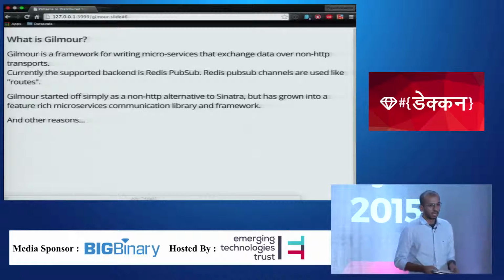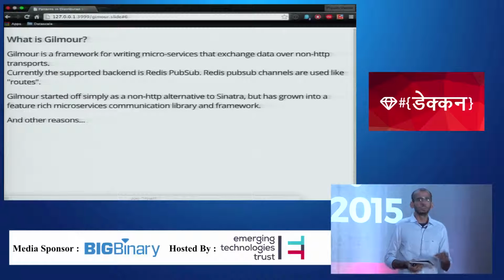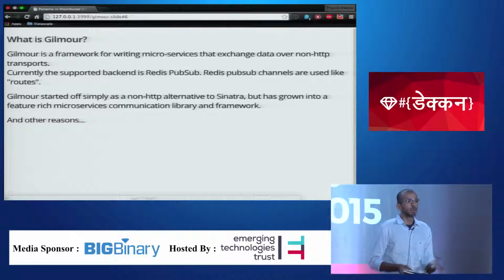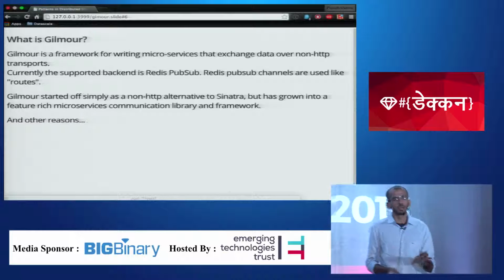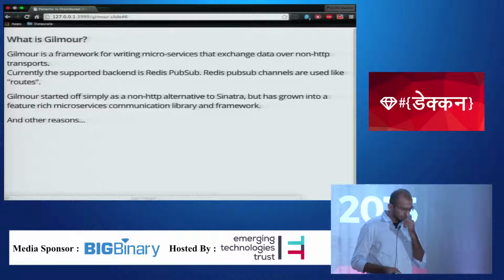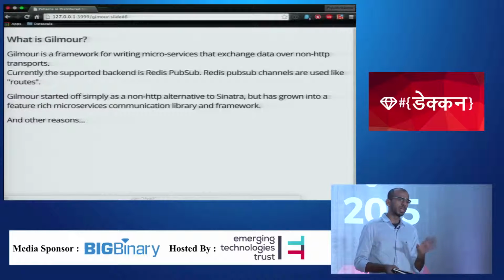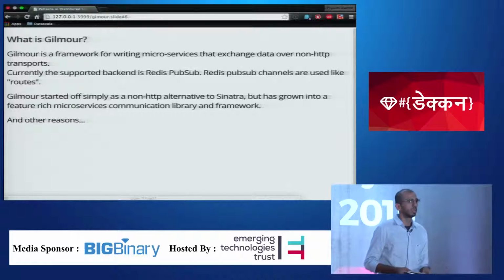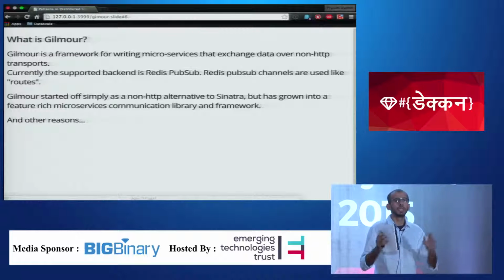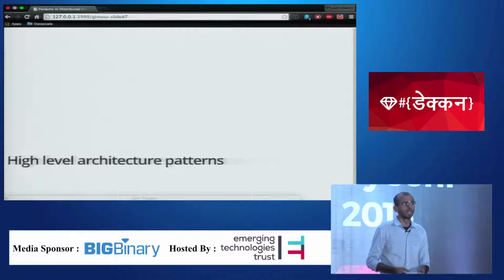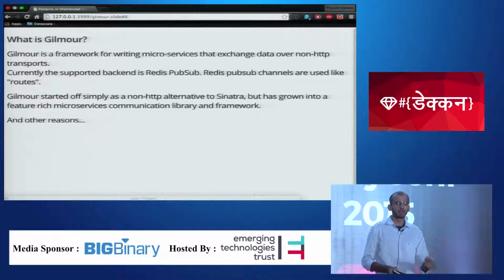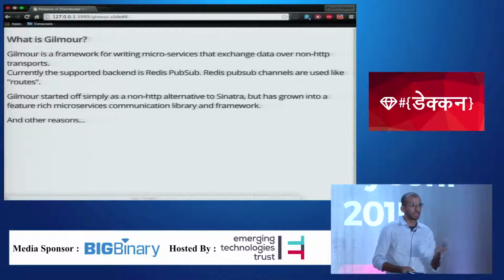Now, how many of you have used Sinatra here or heard of Sinatra? Yeah, think of the ability to do Sinatra, have routes and have logic there, just that this is not HTTP. It works on a PubSub backend, which is, we use Redis for it. It started off with using AMQP as well, but that support had to be dropped eventually. So through this talk, we'll go through how you can use Gilmour to design such libraries and such systems for you.